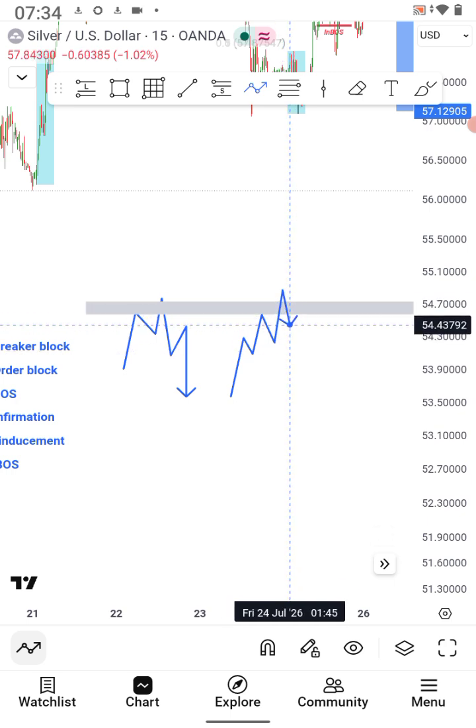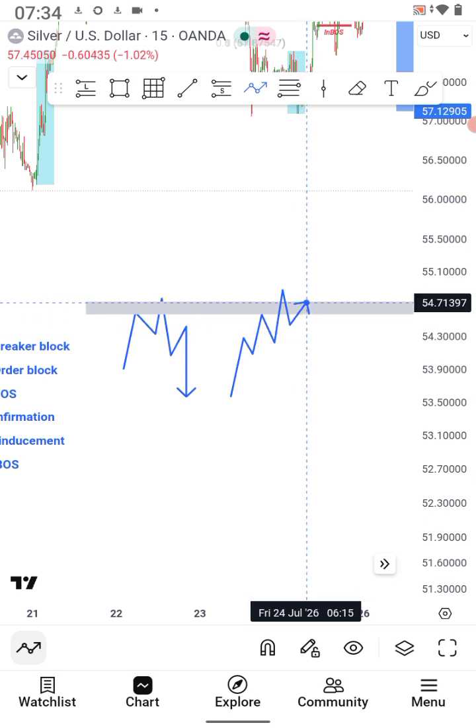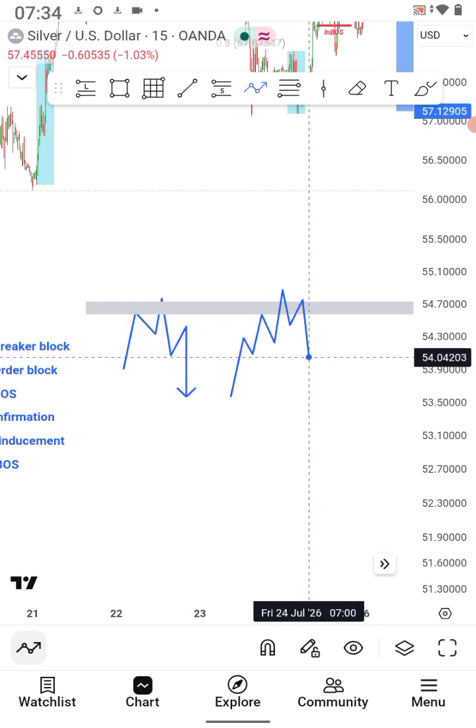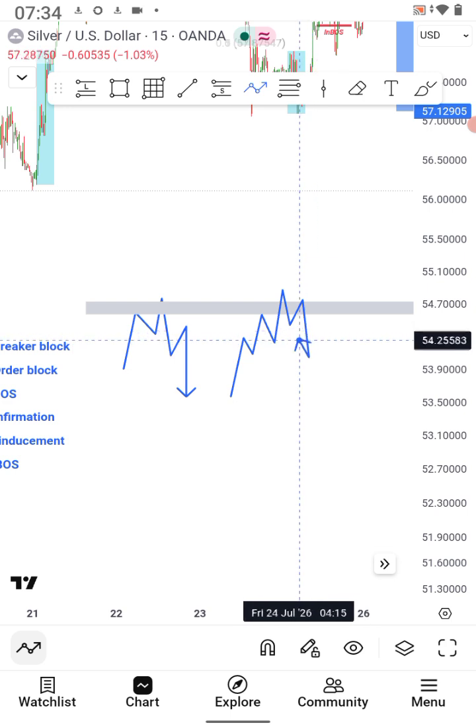It did this, then came back up before doing this. Are you seeing it now? Before breaking this thing, now you cannot use before doing this. At this point now, you cannot use fair value gap around here. Are you seeing it now?